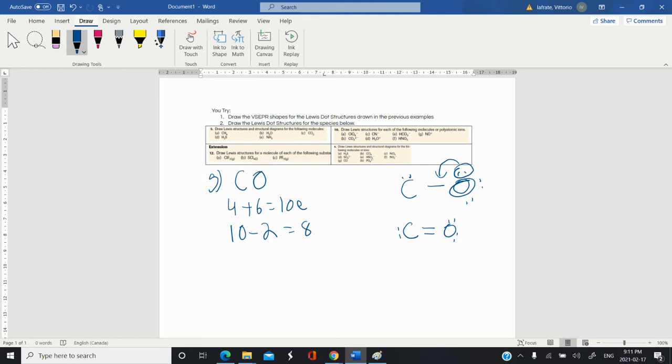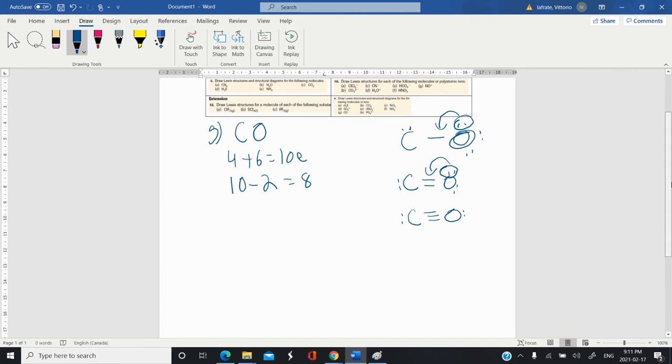Carbon is still not happy, so maybe oxygen can help a little bit more, and we get a triple bond for our carbon monoxide. And then we'll try PO4 3 minus.